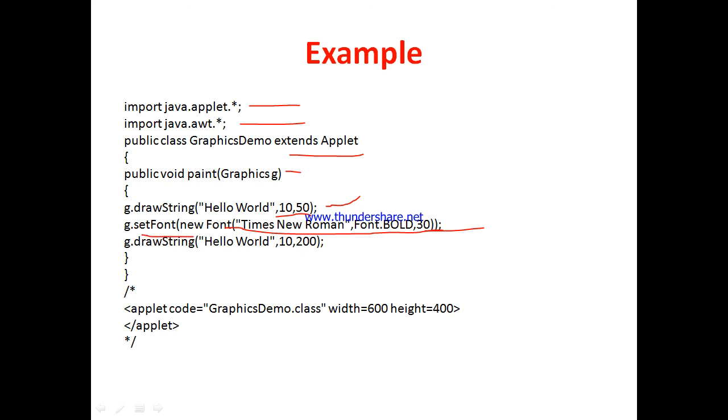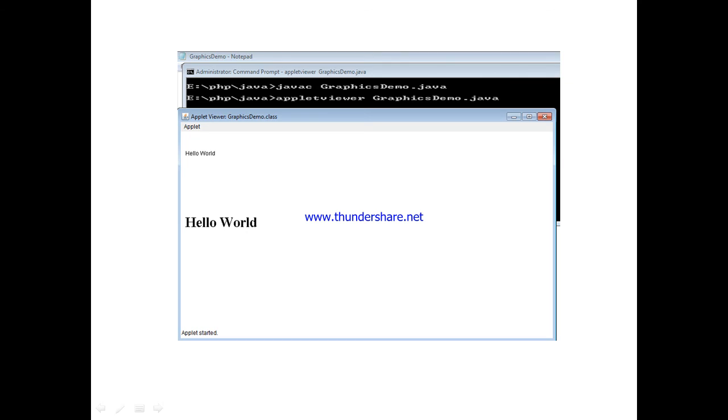Now, if we draw the same string at a different position, we get this string in Times New Roman font, in bold style and with size 30. When we run this program, we get both strings, Hello World and Hello World. The first Hello World is displayed before setting the font, and the second is displayed after setting the font, with font size 30.